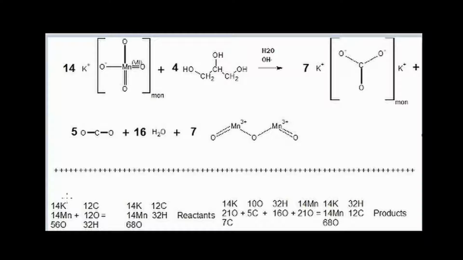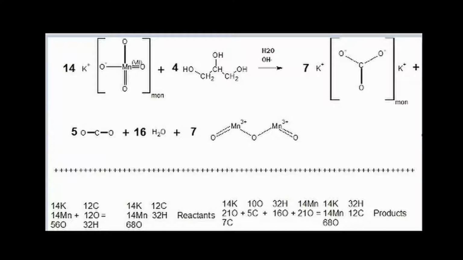Down here, you'll see the actual number of atoms for each one of these added up together, so that you can see that the same number of atoms here ends up being the same number of atoms after the reaction, after the arrow. So we've got 14 potassiums, 14 manganese, 56 oxygen, 12 carbon, 12 more oxygen, and 32 hydrogens. And then there's your totals. You're going to have 14, 14, 68, 12, and 32.